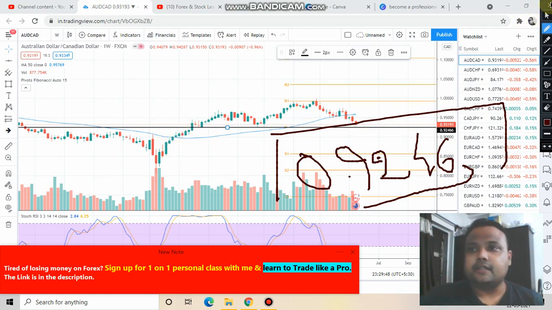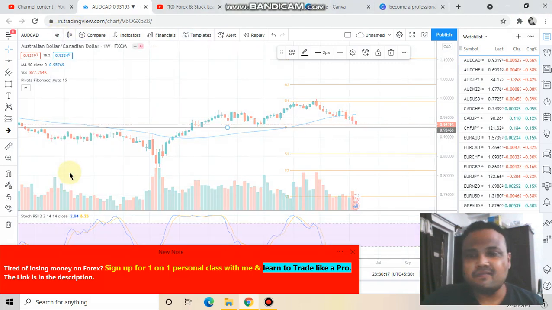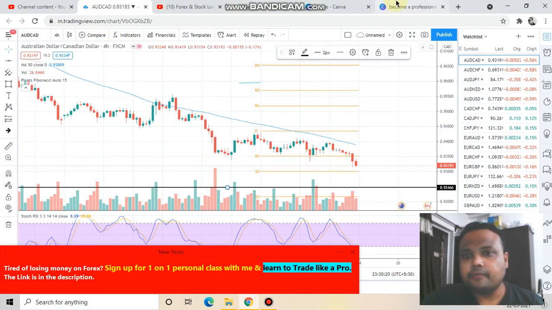Okay, so there is a possibility that market is near the support. So there is a possibility that when market will be hitting or reaching this particular level, 0.9246, market may see some buying pressure. Market may bounce from this particular level because this level is from the weekly chart, the time frame of the big players.